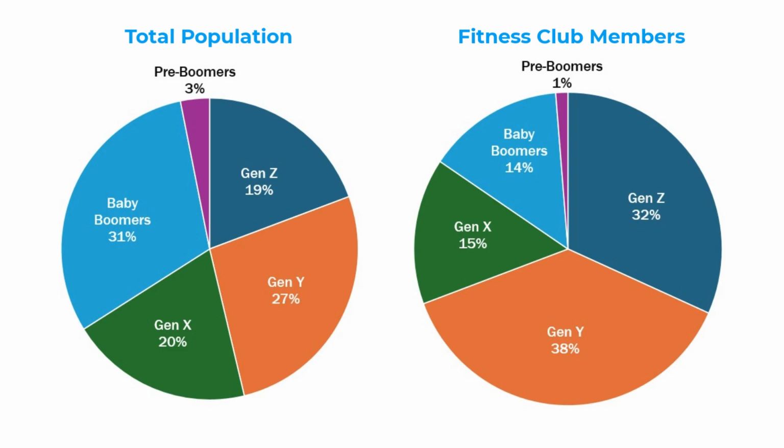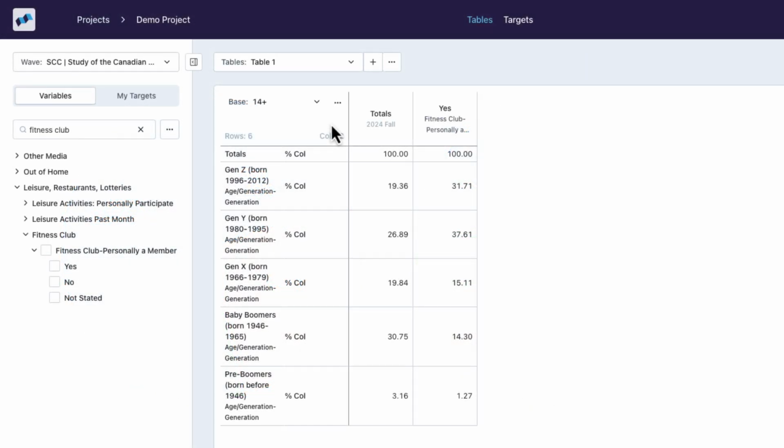Marketers may also use the terms over-indexed or under-indexed when referring to these relationships. For example, although Gen Z comprises 19.36% of the total population, they account for 31.7% of fitness club memberships. This means that they are overrepresented, that is, they over-index as fitness club members compared to their population share.